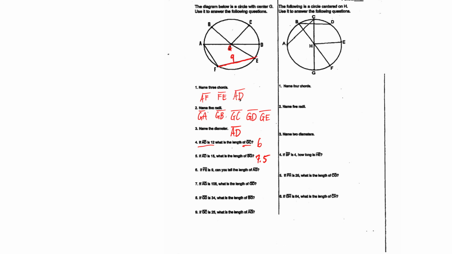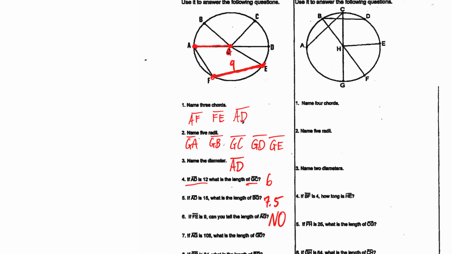Okay, if FE is 9, can you tell how long AG is? And the answer is no, you cannot. Because you really don't know how long FE is. There's no way to know. It's not a diameter, radius, or anything.